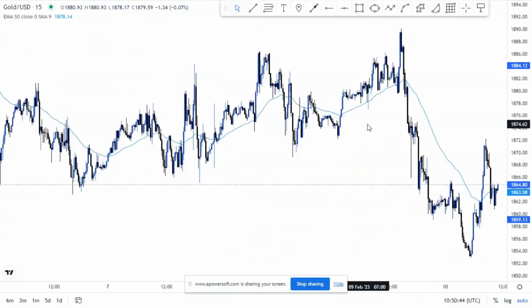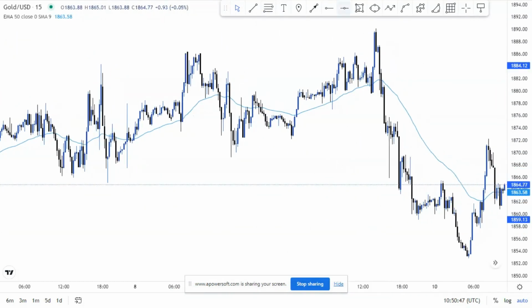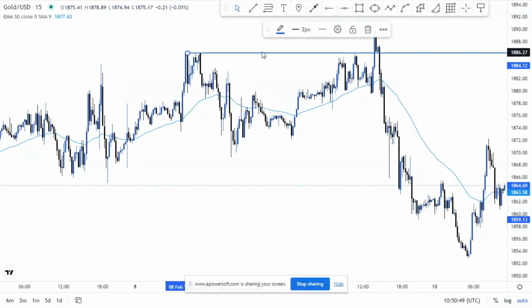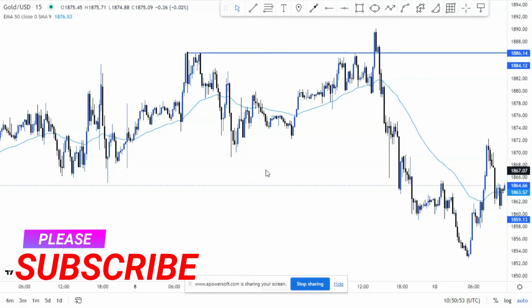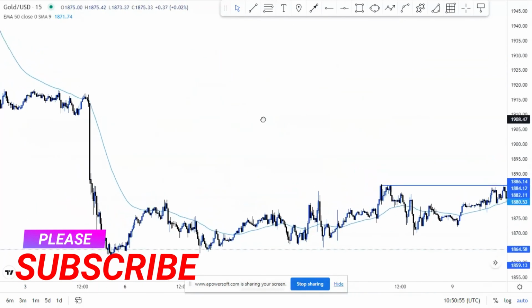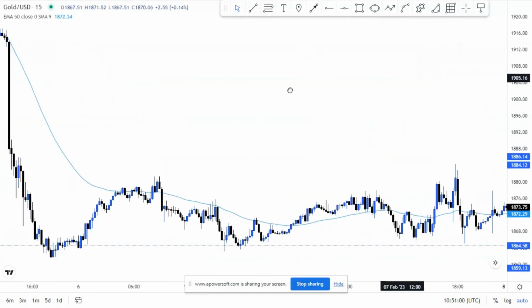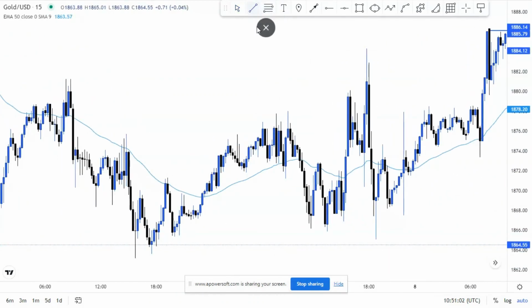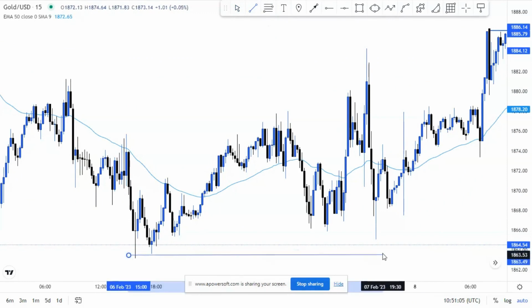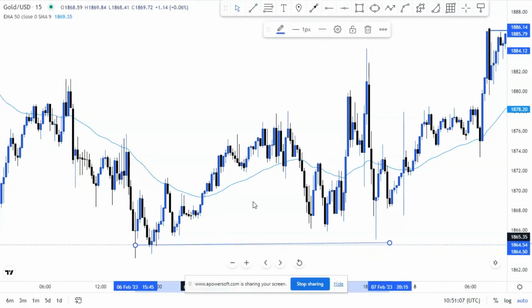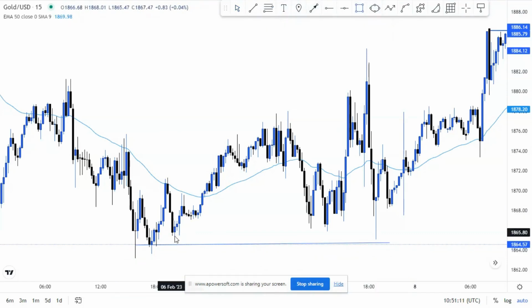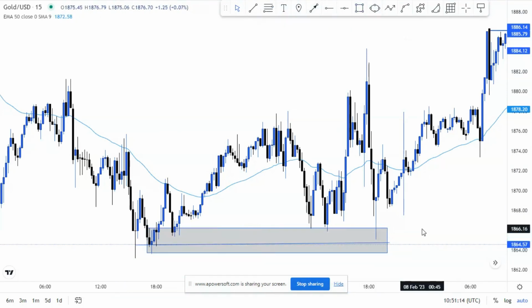So for those that are looking for simple things, this is what I've been talking about. These points that are high, what did the market do? They reached here and then they sold. And then let's look here. This is another low in this area. What do we see? The market reached here and then it started to buy. So that's it for now.